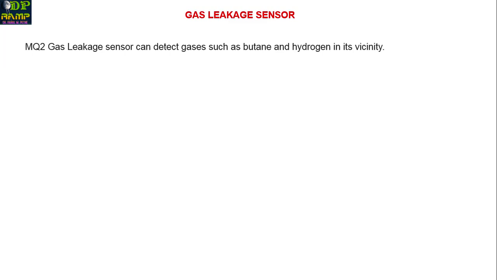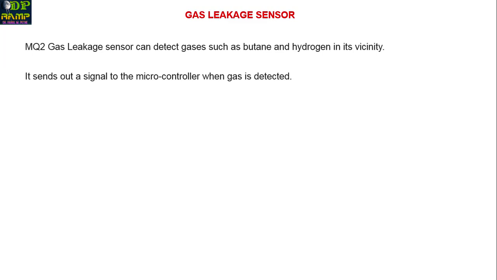We'll discuss NodeMCU and the gas leakage sensor in today's session. What about the gas leakage sensor? MQ2 gas leakage sensors can detect gases such as butane or hydrogen in their vicinity, meaning in that particular area. MQ2 is in a series, MQ2, MQ5, MQ7. It sends out a signal to the microcontroller when gas is detected.